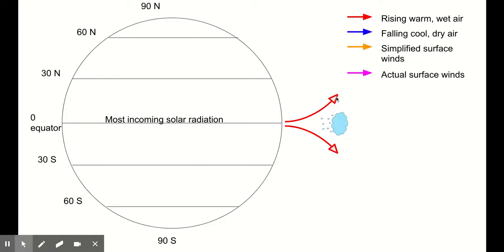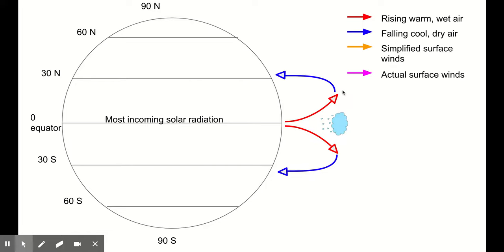Now, thinking about what's going to happen to that air next, when it gets super high, it's really cold. And what do cold things do? They sink. So eventually our cool air will get so cold that it'll start sinking down here at 30 north and 30 south. And you might be wondering, why doesn't it just sink right back down to the equator? Well, remember, there's still more warm air rising here. And so there's constantly a conveyor belt of air pushing up, up, up. The cool air just can't sink. It's just being pushed up by this rising warm air.